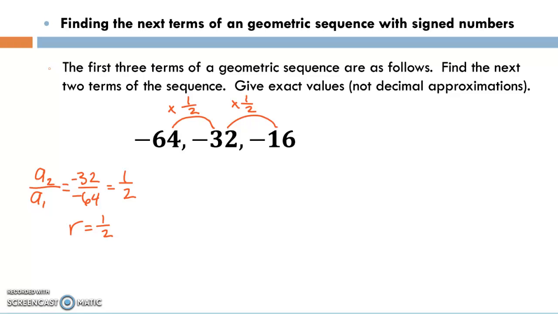So to get to my term after negative 16, or to my fourth term, I need to do the same thing, and I need to multiply by 1/2. Negative 16 times 1/2 is negative 8. So that's the next term. Now to find the next term after negative 8, I take negative 8 and I multiply by 1/2 to get to a negative 4. So there's one quick example of this.